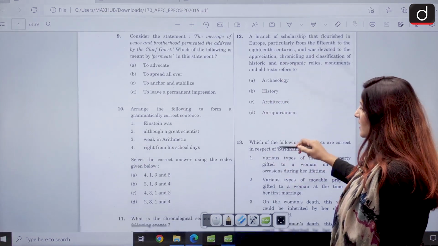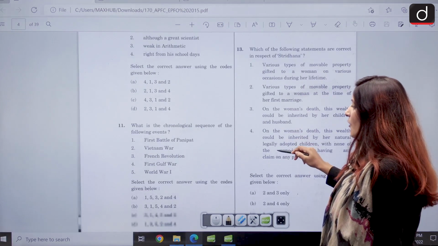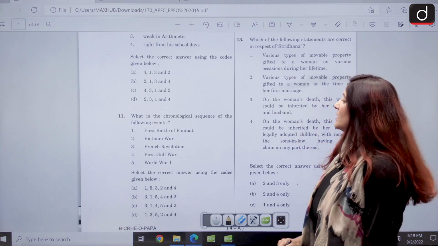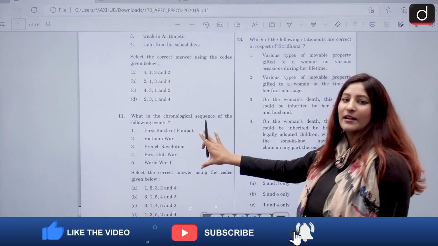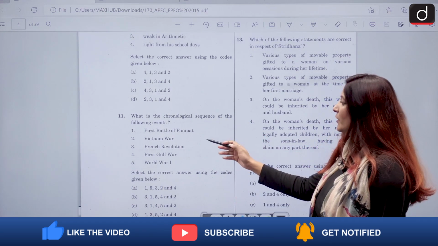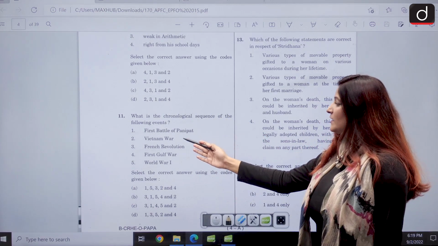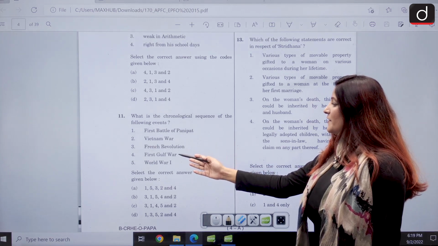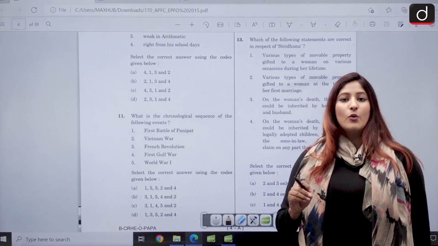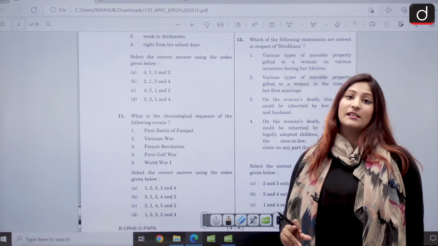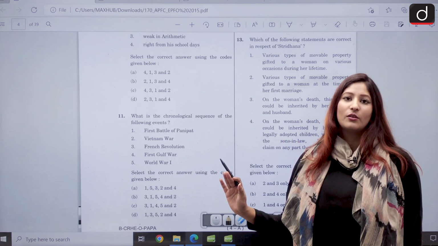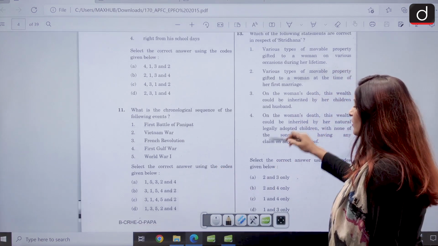Then comes another important thing. Now here we see world history. We have to put these events in their correct chronological order. First Battle of Panipat, Vietnam War, French Revolution, First Gulf War, World War I. Whoever are preparing for UPSC Civil Services examination very seriously will be easily going to do this question. So that's not a problem.